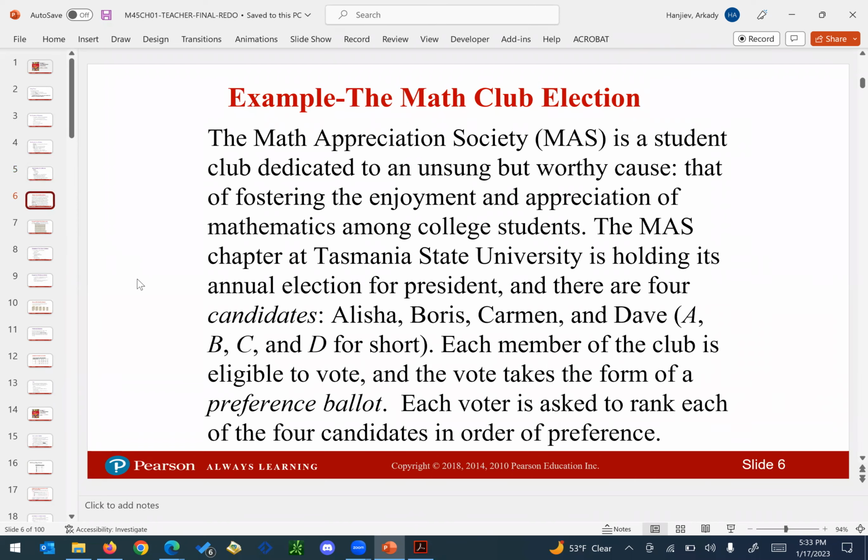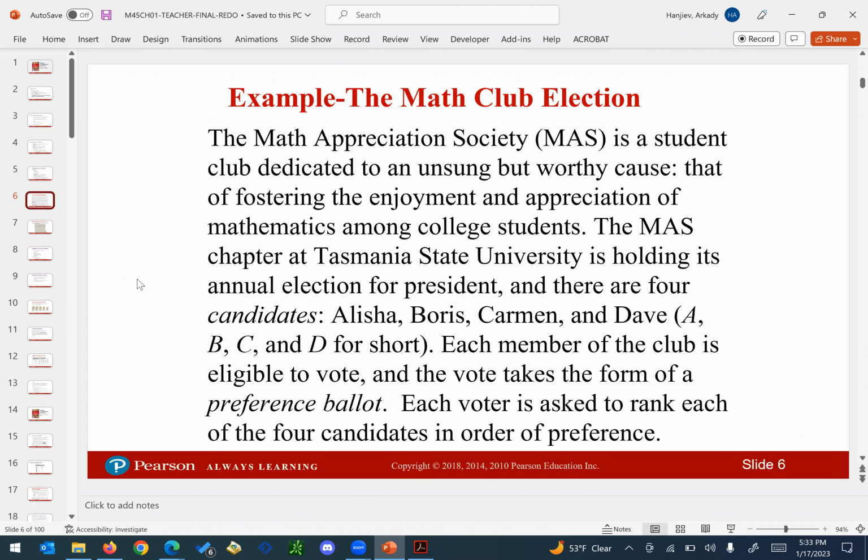All right, so let's do one easy one here for us. We have a Math Appreciation Society at our college. It is a student-led club, and it's made to foster the enjoyment and appreciation of mathematics among college students. Wow. Okay, so we are going to hold an office, and we have some candidates. We have Alicia, Boris, Carmen, and Dave. How about ABCD for short?